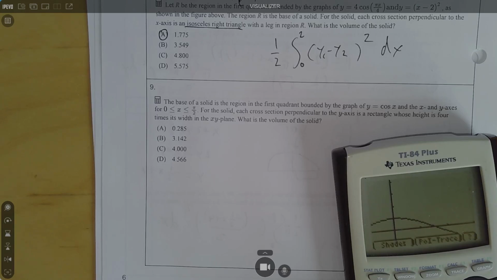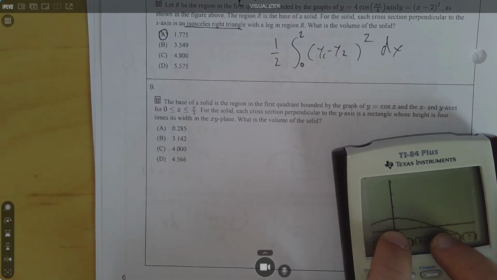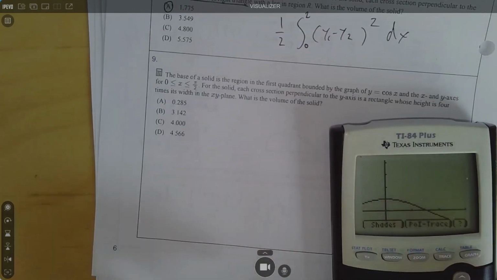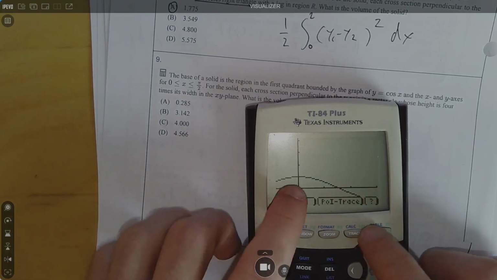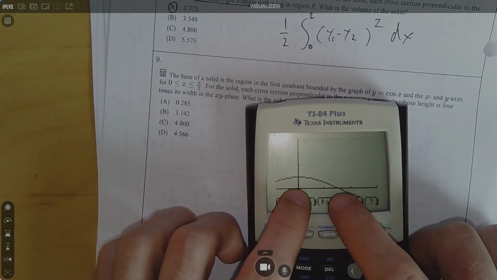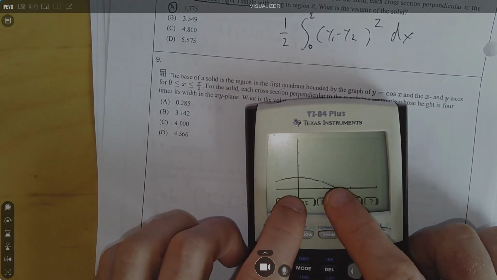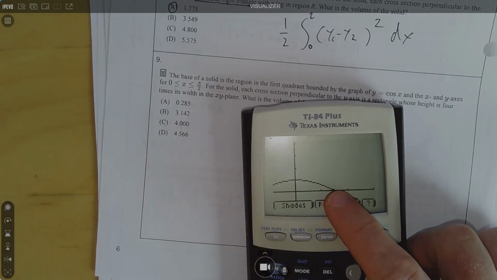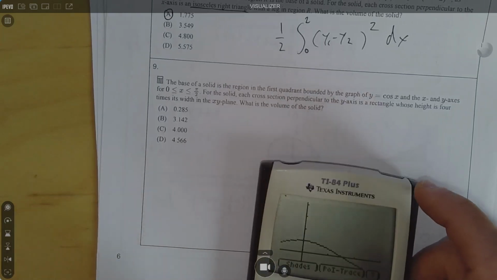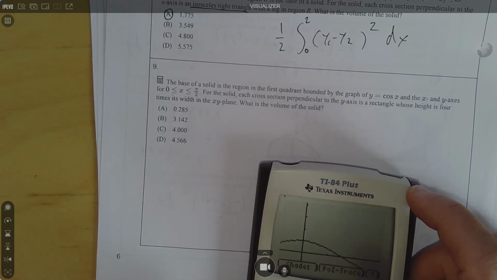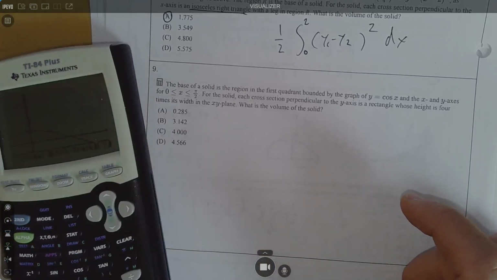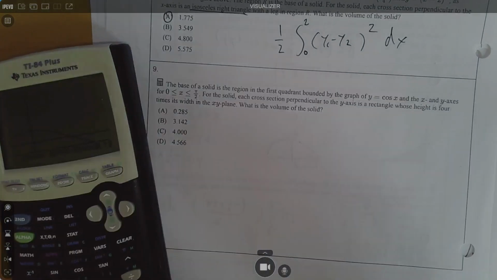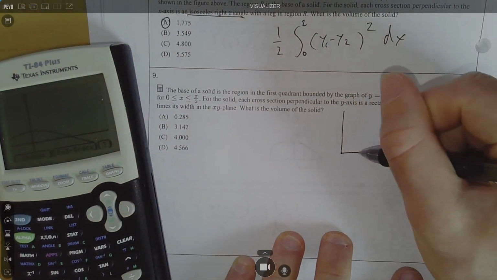And we want bounded by the x-axis, the y-axis from 0 to pi over 2. So it's this. This is the region here. See that? This is the region I care about. That's pi over 2 right there. And then we are looking for a rectangle whose height is 4 times its width. So good to draw it out.